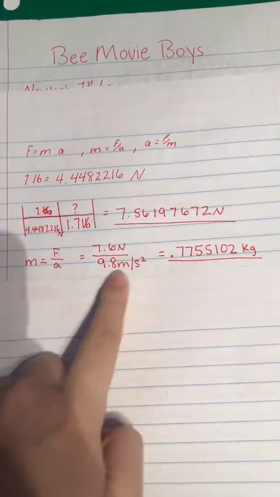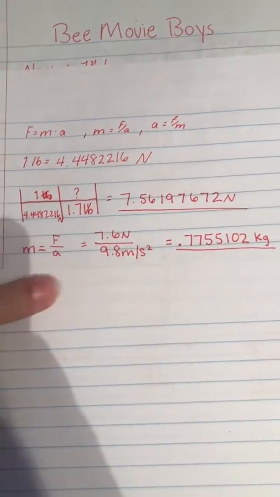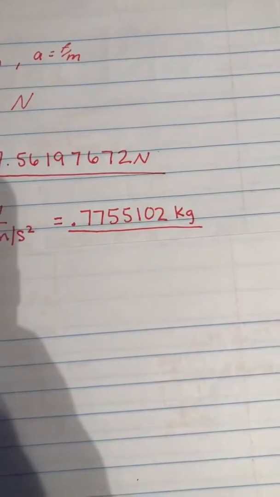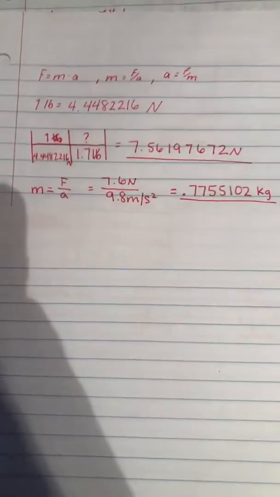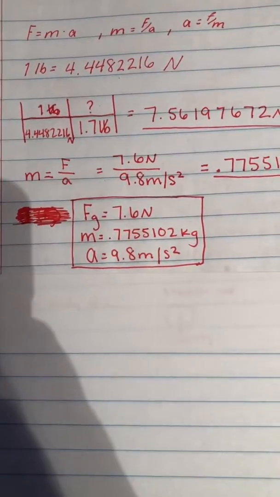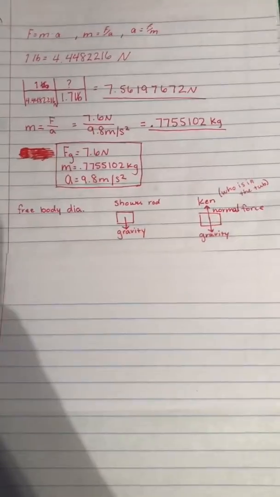So rounding that, you get 7.6 newtons divided by 9.8 meters per second squared, and you get 0.77555102 kilograms. And so that is the mass. And here we have all of the information: the force of gravity, the mass, and the acceleration. We have our free body diagrams.